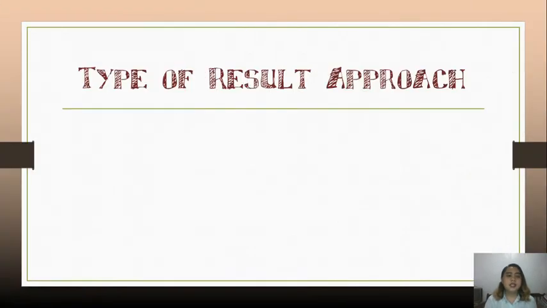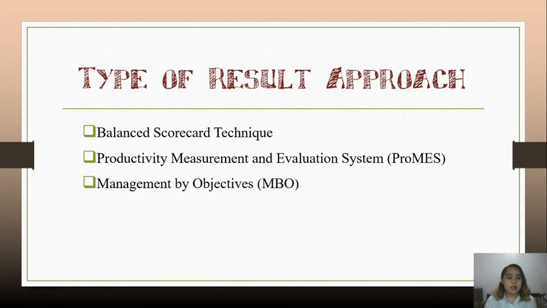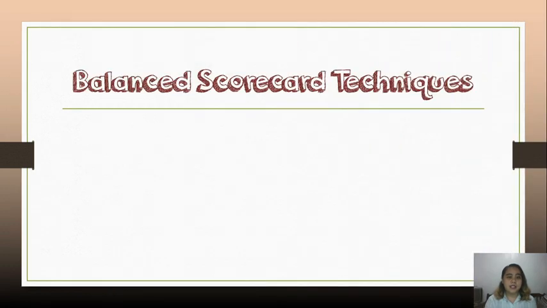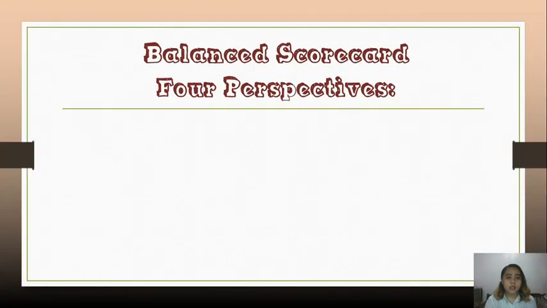So next, there are types of result approach. First is balance scorecard techniques, productivity measurement and evaluation system or PROMES, and the management by objectives or MBO. First, let's discuss the scorecard techniques. Some companies use the balance scorecard to measure the performance of the employee. There are 4 perspectives of balance scorecard.